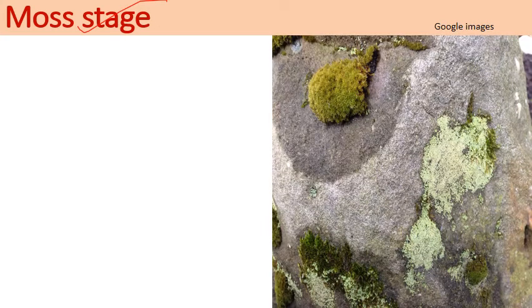So next is moss stage. As we can see in this picture, it shows both the stages. This was the crustose lichen or fruticose lichen stage, foliose lichen stage. It is followed by this stage, which is the moss stage. So we can see here, this area is somewhat wet. यहाँ पानी है और ये बनाते हैं मैट की तरह structure on this rock surface.